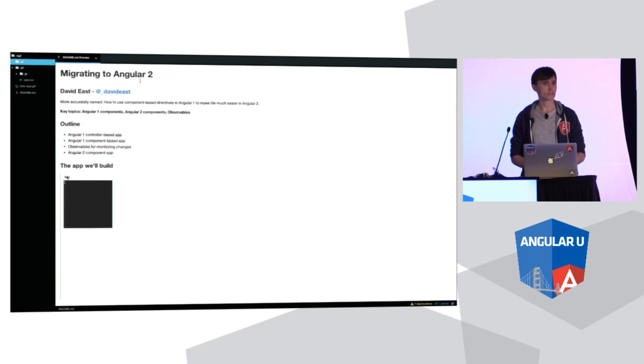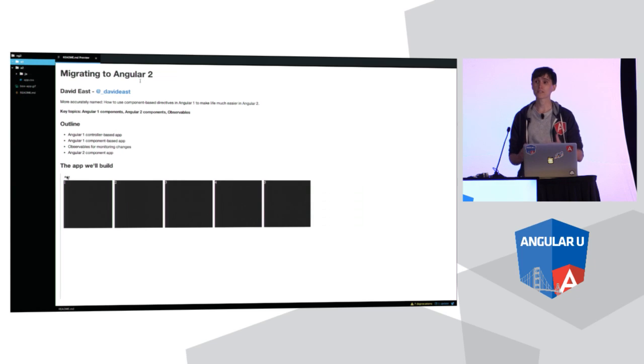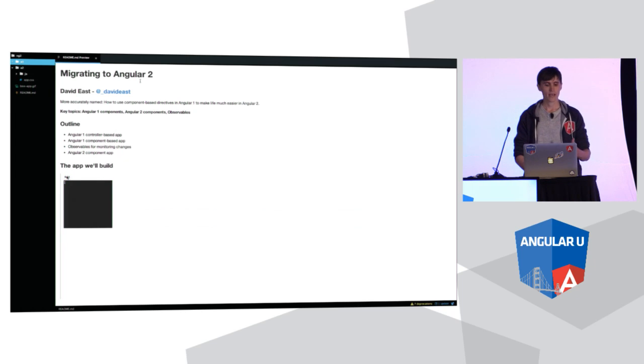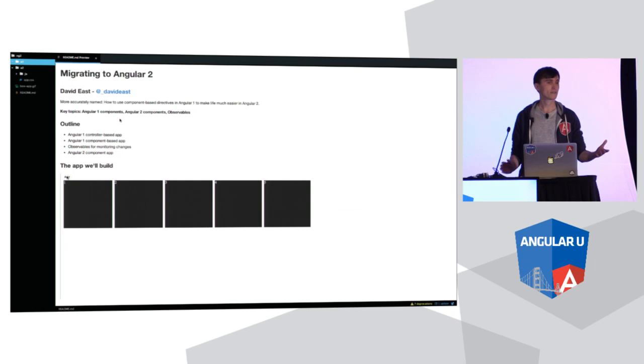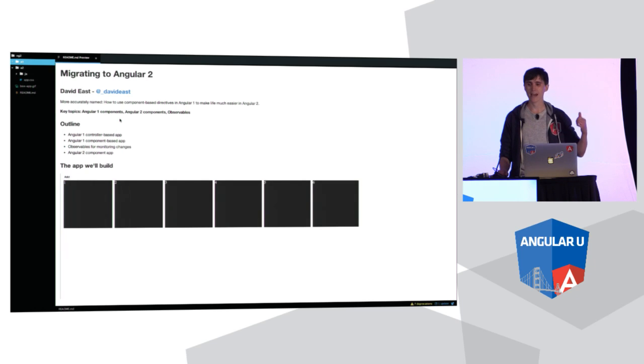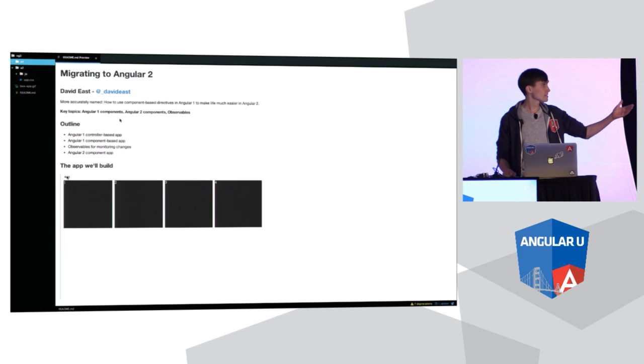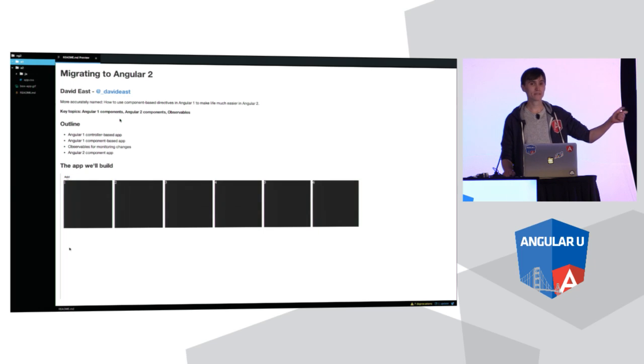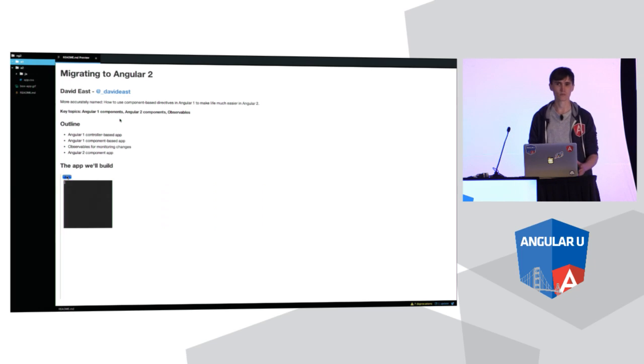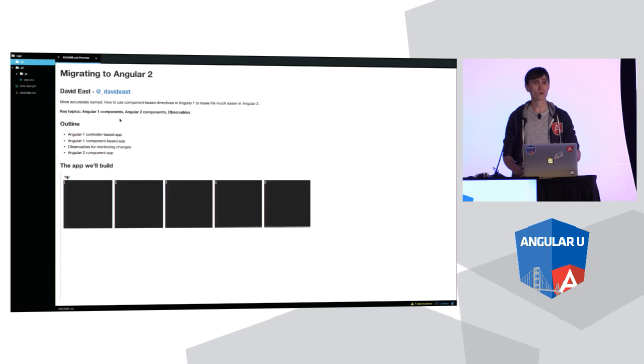So essentially what we're going to do is look at how we can use component-based directives in Angular 1 and see how that's extremely similar to what we're doing in Angular 2 with components. We're going to do this all with live code, and this is the only slide-like thing I have, which is a README. All I'm going to do is click a button, it's going to create boxes, and that's all we're building. We're going to start out with an Angular 1 controller-based app, and then take a look at what a component-based directive looks like in Angular 1.